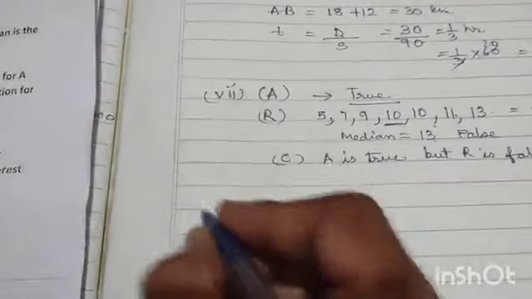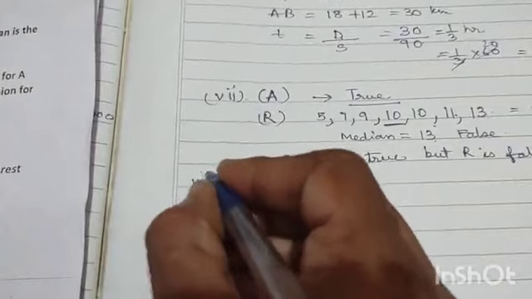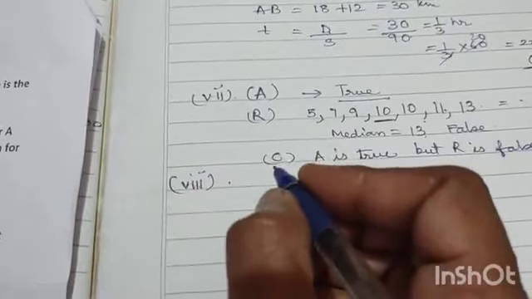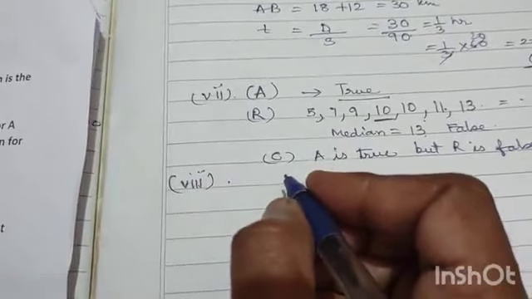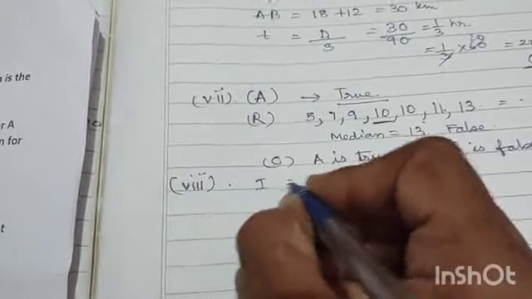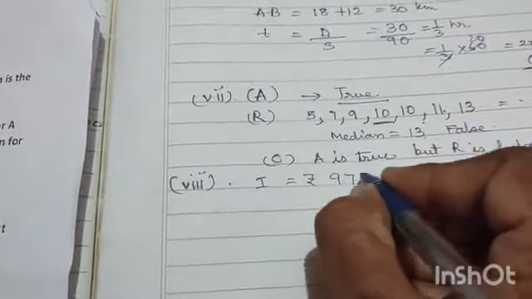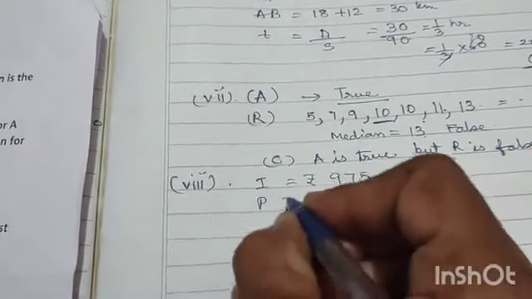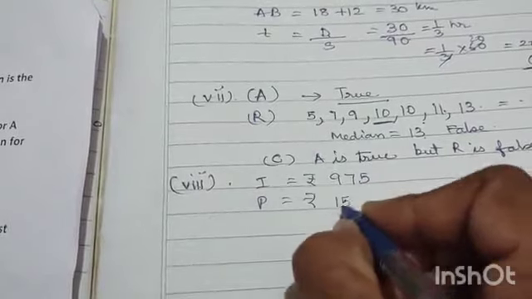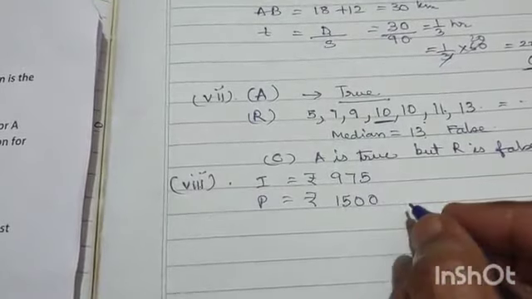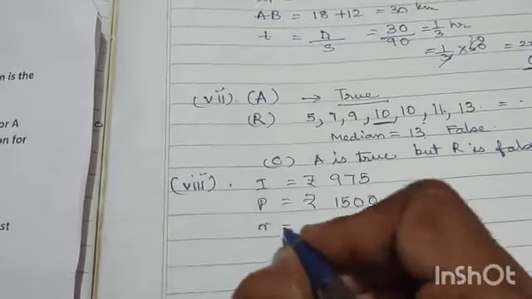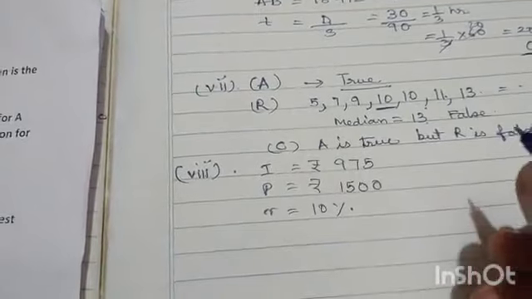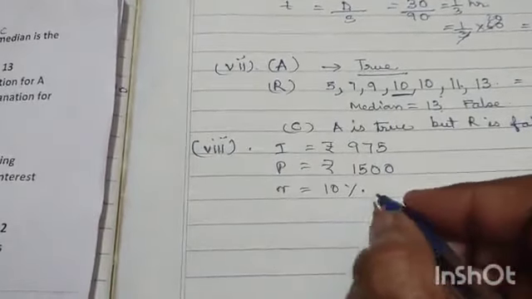Then next we have number 8. John gets rupees 975 as interest at the end of the year by depositing 1500 per month. Principal is rupees 1500 per month in a recurring deposit account. The rate of interest is 10%. Then we have to find the maturity value of the account.